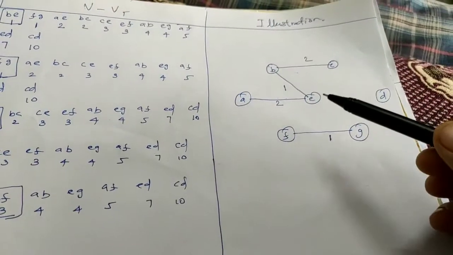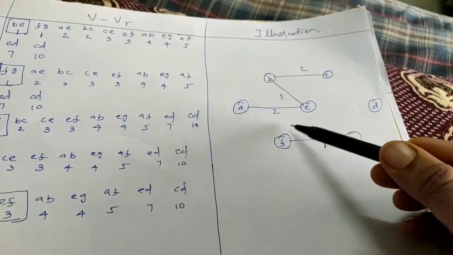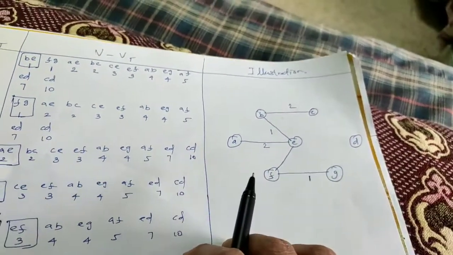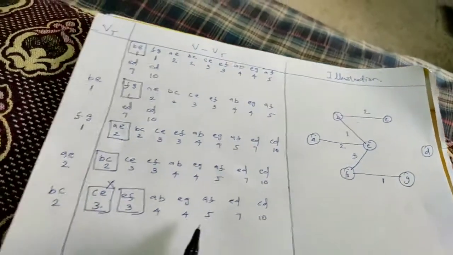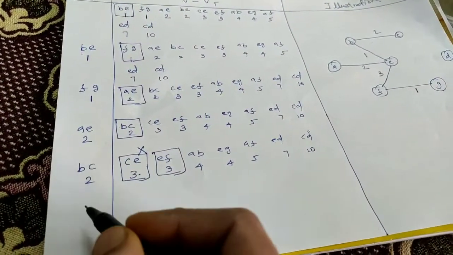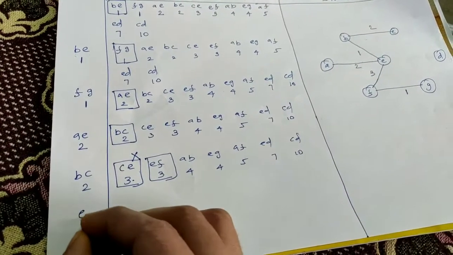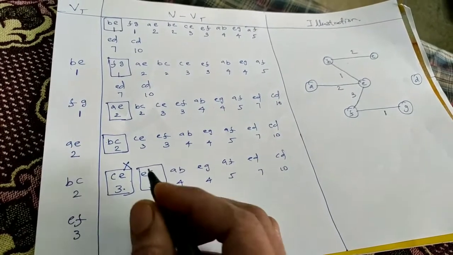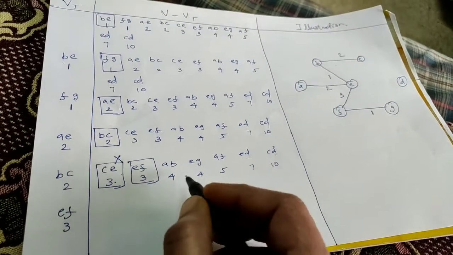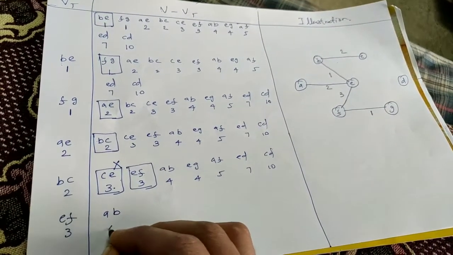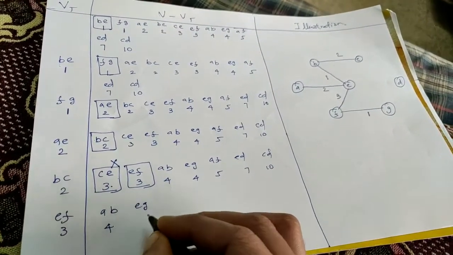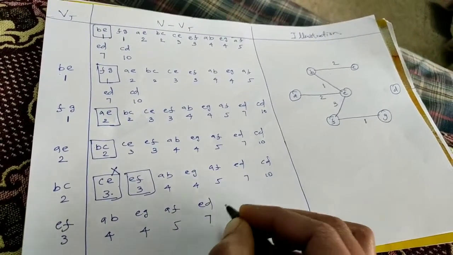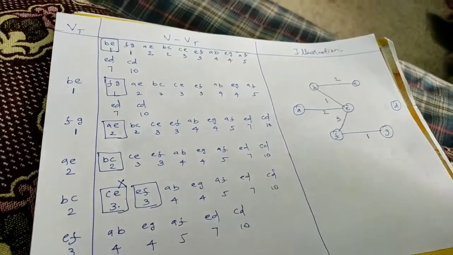Let us go to the graph. EF is this edge. Will it form a cycle? It will not form a cycle. So I can include the edge EF with the weight 3. So this is the vertex which got added to the spanning tree. So let us bring EF with the weight 3. Now this has been processed, not included. This has been processed, included. Write the remaining vertices: AB with 4, EG with 4, AF with 5, ED with 7, CD with 10.